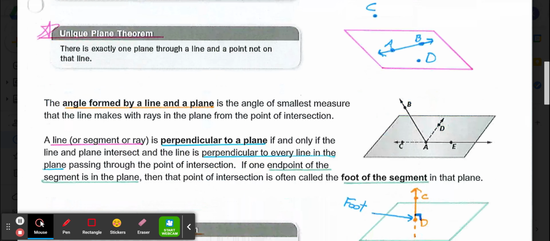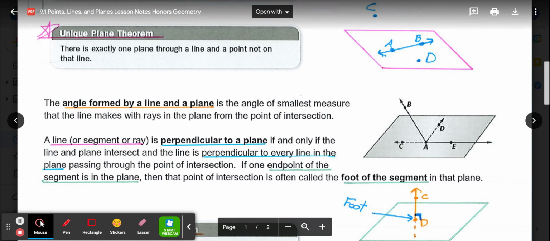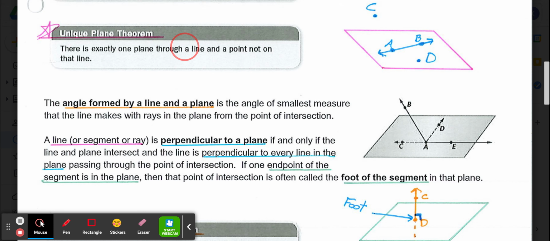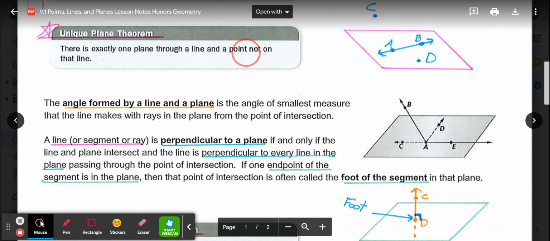Then we get down to the unique plane theorem, which states there's exactly 1 plane through a line and a point not on that line, shown here. So if we have line AB and point D not on that line, there's exactly 1 plane. If I wanted to use A, B, and point C, that would create a new unique plane through A, B, and C.